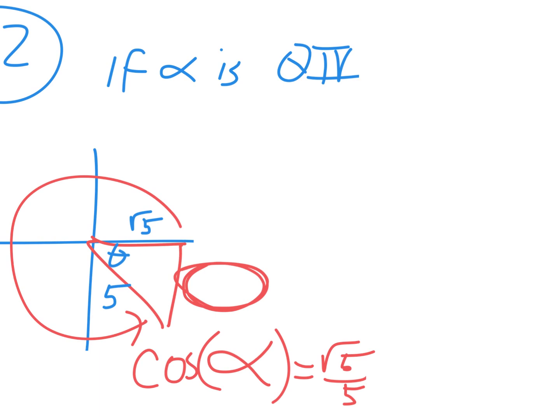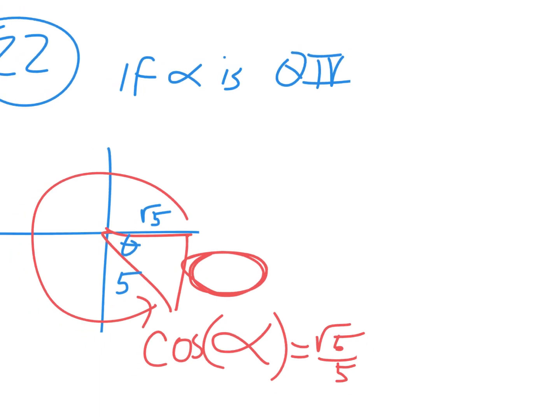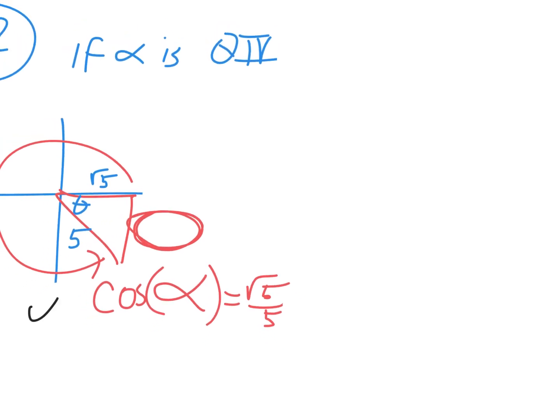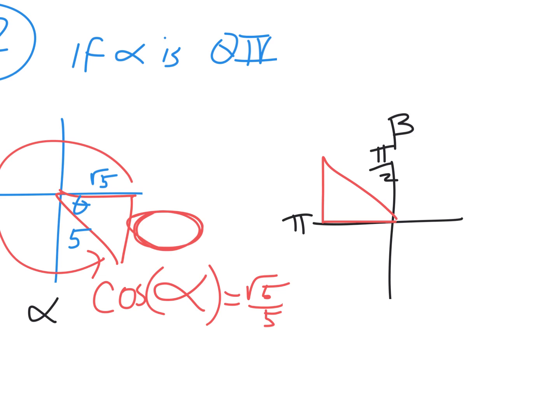Now you separately go and draw a separate drawing for beta. This was the alpha drawing. Here's our beta drawing. For beta, it says sine of beta is root 10 over 10. Now it doesn't say that it's in quadrant 4, and it can't be actually. Oh, it says where pi over 2 is less than beta is less than pi. So what they're trying to say is that you're in between pi over 2 and pi. That's just a fancy way of saying your triangle's in there.